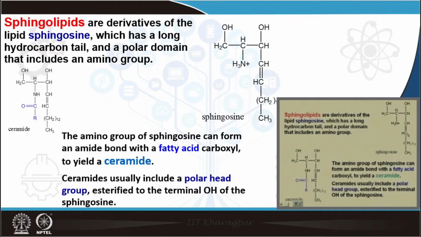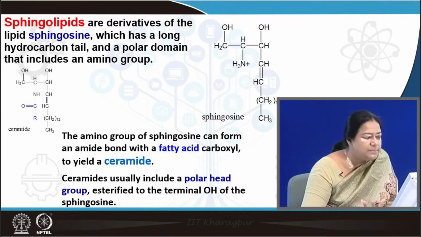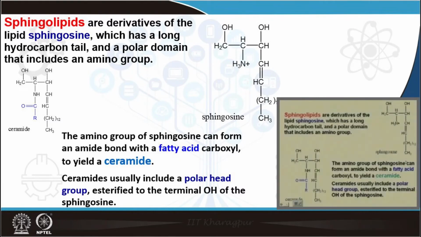So, this is the basic structure of sphingosine. Now, what groups do we have here? We have a long carbon chain as it is. By default, sphingosine comes with a long hydrocarbon chain. It has a polar region here that constitutes an amino group. It has an NH3 plus.